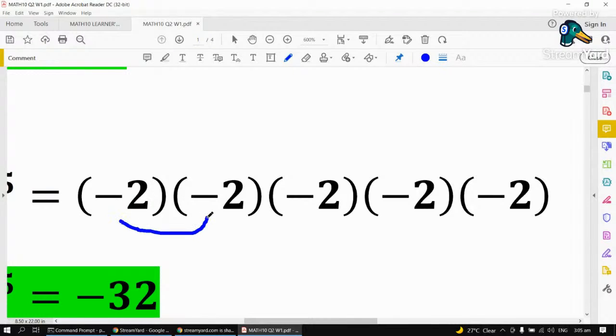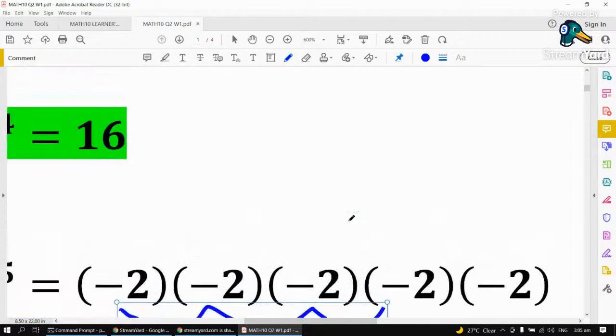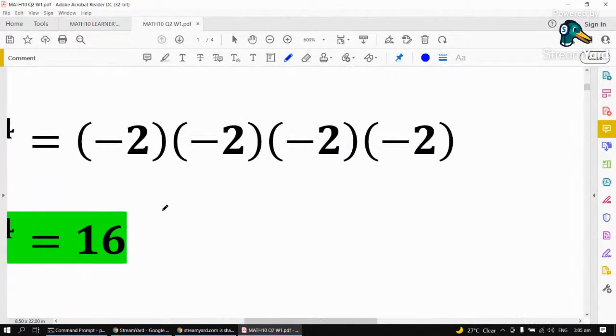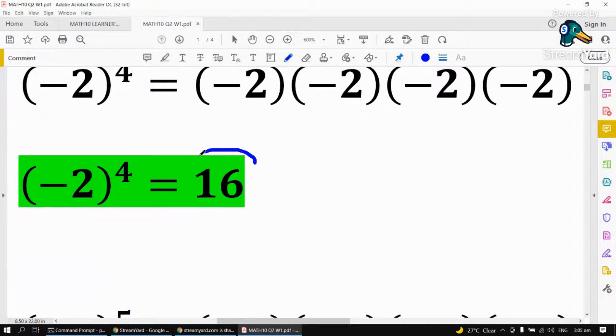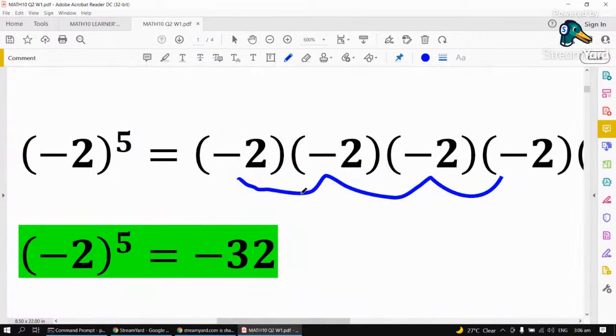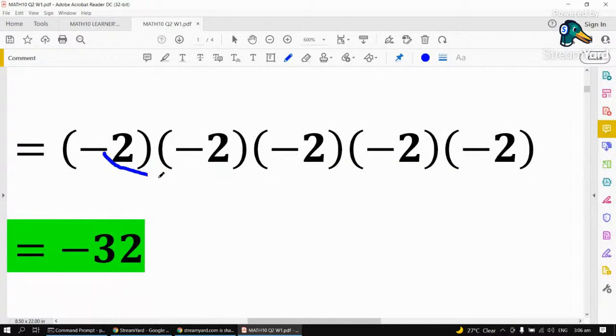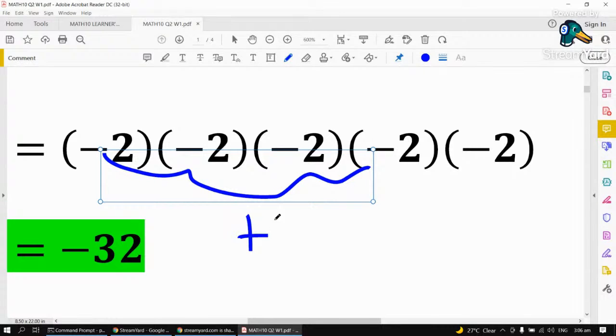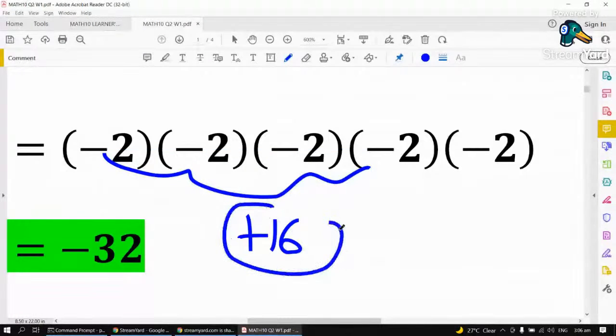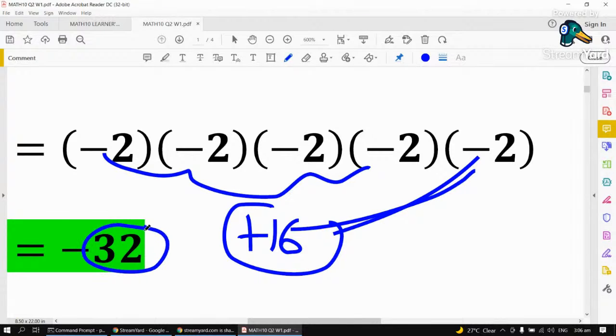So, kanina, yung negative 2 times negative 2 times negative 2 times negative 2, yung apat na negative 2, kanina, ang result is 16. Pag multiply natin tong apat na to, negative 2 times negative 2 times negative 2 times negative 2, that's equal to positive 16. Now, itong positive 16, pag minultiply natin sa isang negative number, yun ay magiging negative. Negative times positive is negative. And then 16 times 2 is 32.